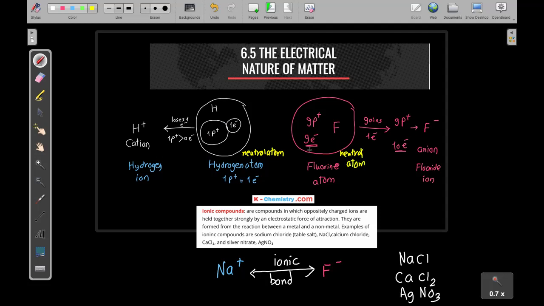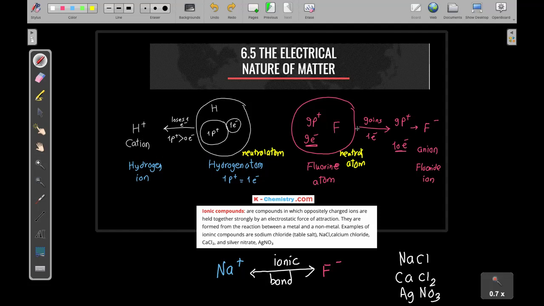It's not an ion. If this one loses an electron, it will become one proton only. So the plus will be more than the minus: one plus and no minus. So it will become H plus. This is a positively charged ion called the hydrogen ion.